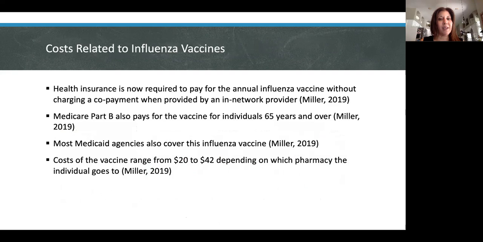And then again, influenza vaccines. It's not really about the cost, because insurances pay for these vaccines as long as you go to an in-network provider, so they don't charge a copayment. Medicare Part B pays for the vaccines for individuals 65 and over. Most Medicaid agencies also cover this vaccine. Although the vaccine costs are minimal, $20 to $42, if you didn't have any insurance, you may not be able to afford even the $20. But there are often free mobile clinics. So when we're doing these vaccines within the hospital for healthcare workers, wouldn't it be great if there are family members or visitors in the hospital, to provide them with the vaccines too.